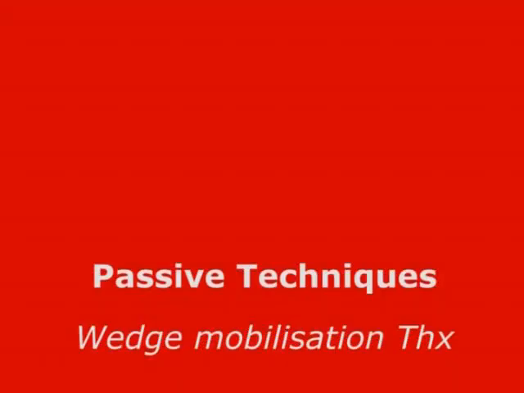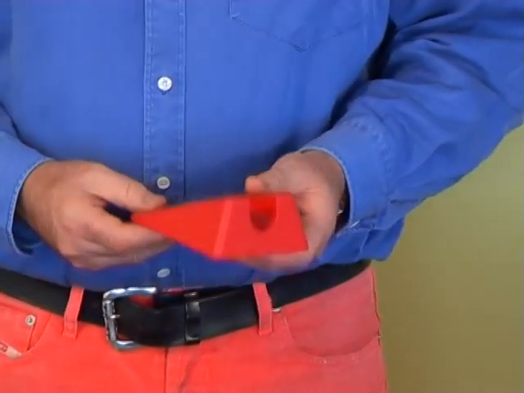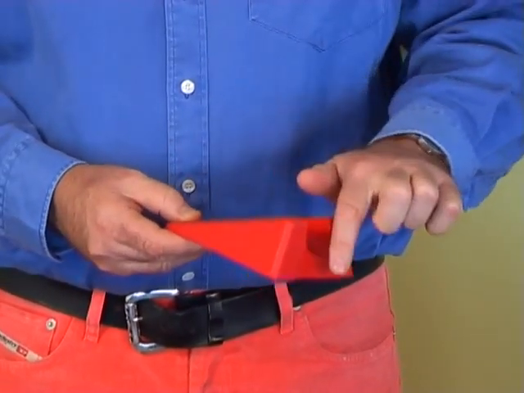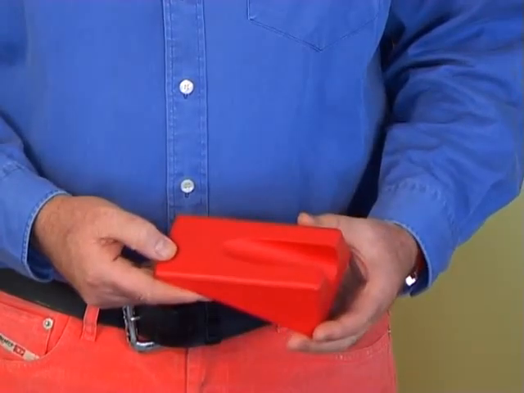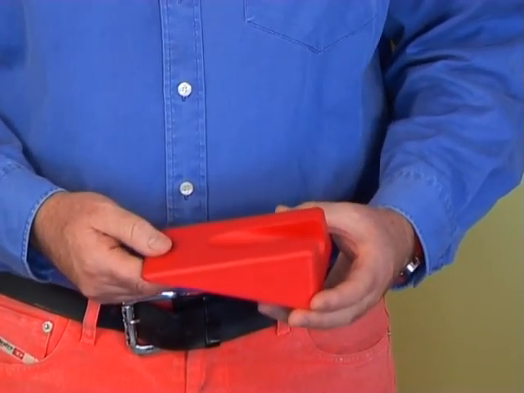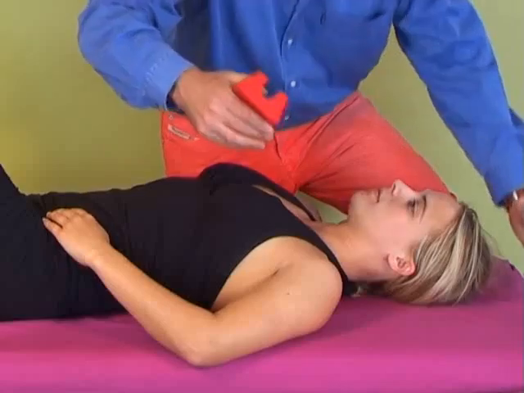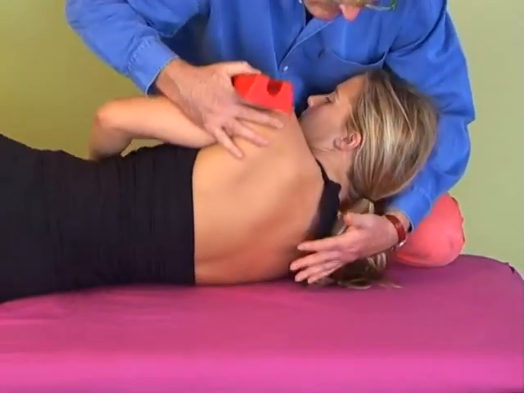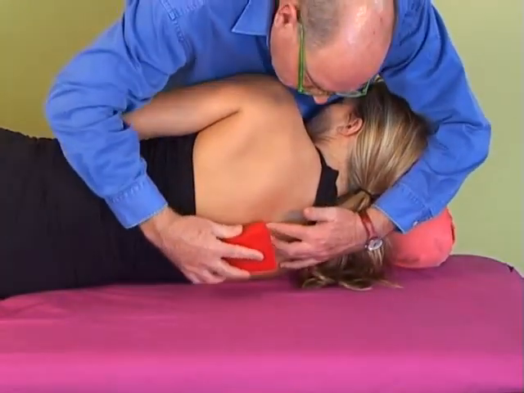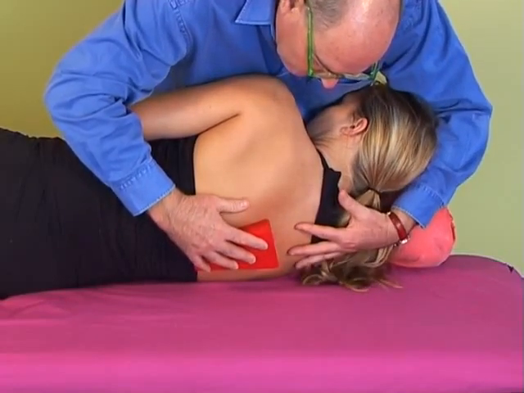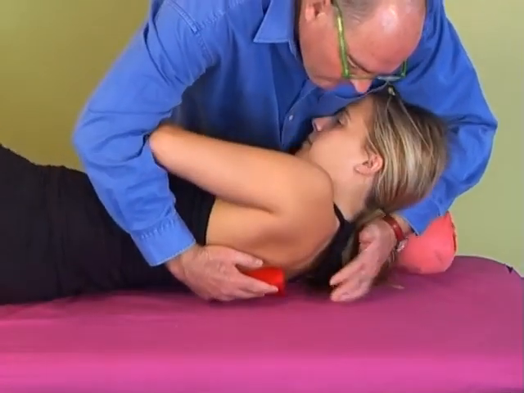Passive techniques, wedge mobilisation. These small wedges can be used. The spinous processes lie in the groove, and the lip of the wedge allows a very close, specific mobilisation of joint and neural tissue. Here I've placed the wedge on Claire's T5 level. Her spinous processes are lying in the groove of the wedge.